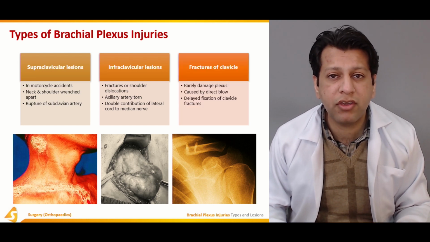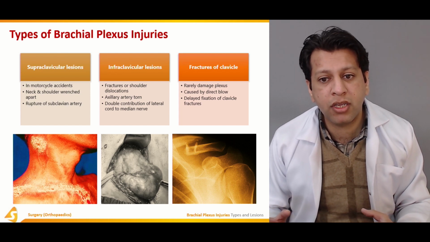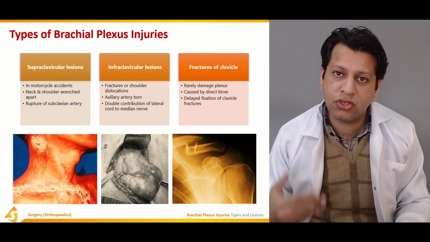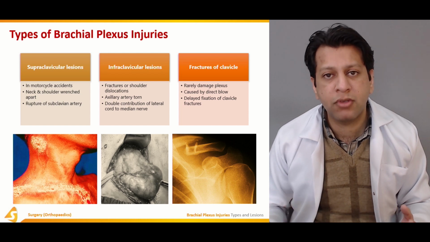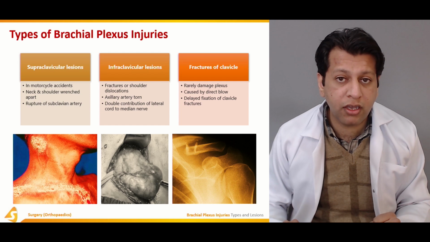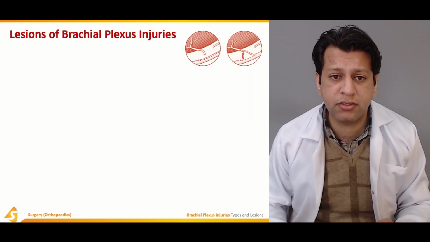Then fractures of the clavicle, although very rare, can lead to brachial plexus injury, because the infraclavicular part is lying just beneath the clavicle, and usually in a case of a comminuted or maximally displaced fracture of the clavicle, this can damage the trunks of the brachial plexus.